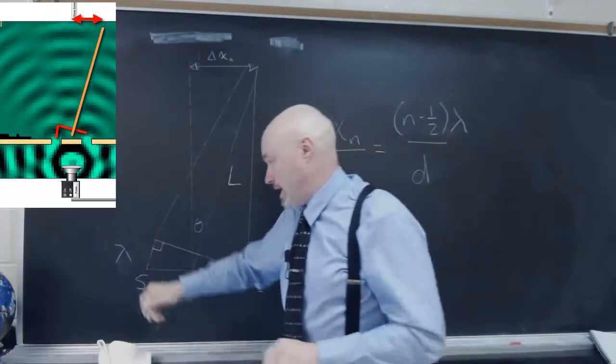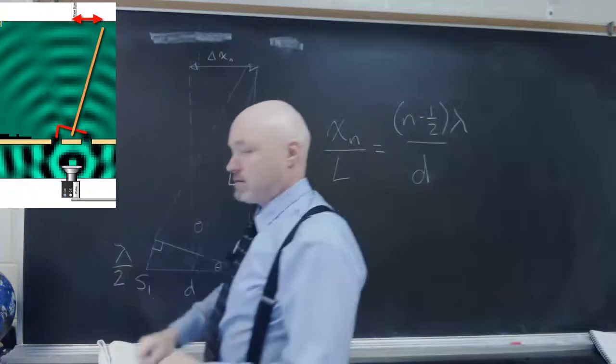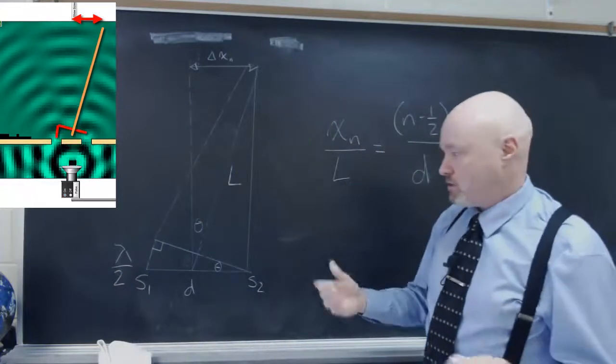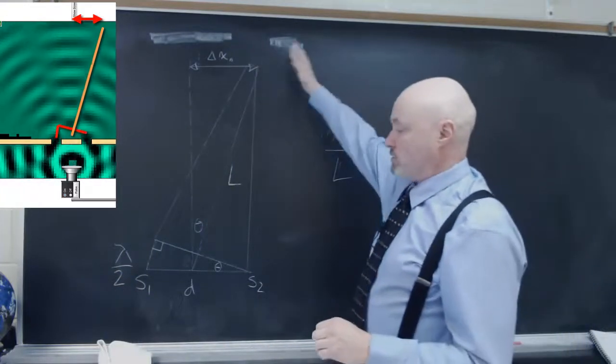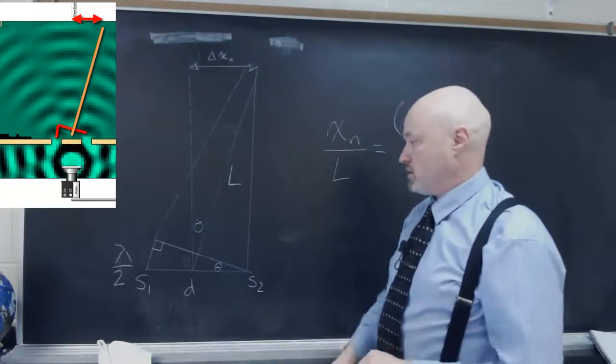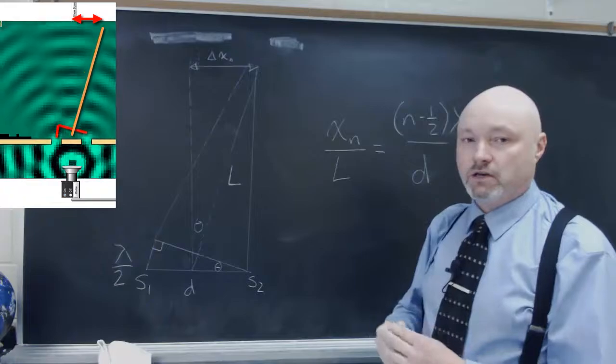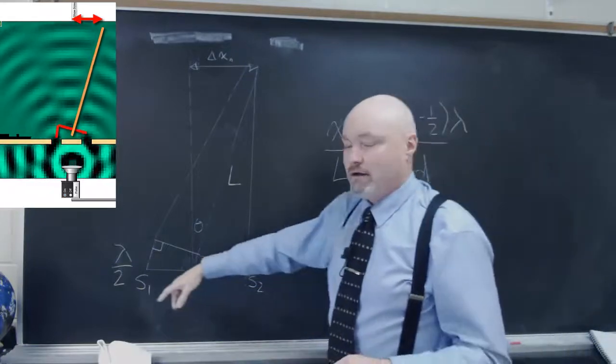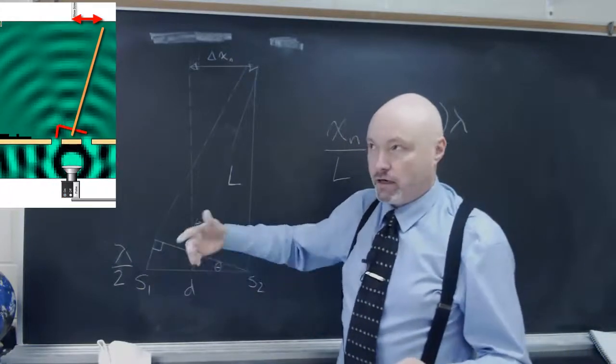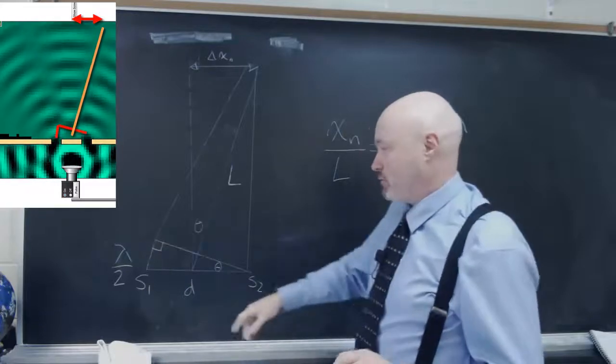In other words, this path length is out by, just like it says, lambda by 2, or potentially when we go over to the next dark fringe, 3 lambda by 2. It's always out by some multiple of half a wavelength. Sorry, yeah, integer plus a half a wavelength.